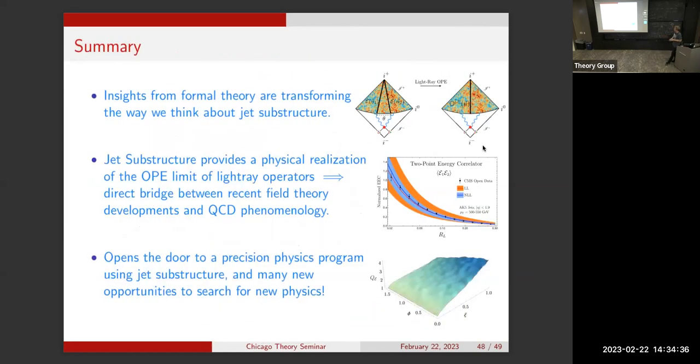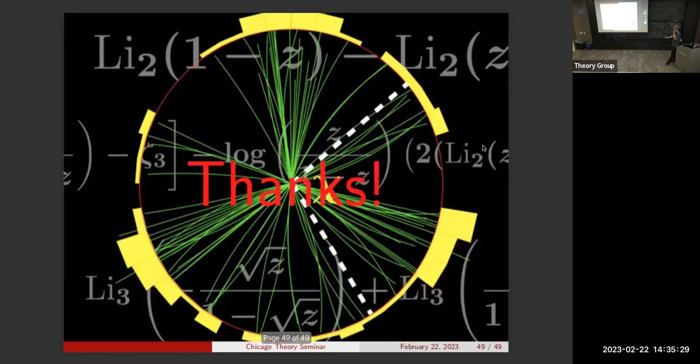I'm running out of time, but just to summarize, hopefully I convinced you that some of these very nice insights from formal theory have given us a bunch of tools which allow us to think about what should be measured in jet substructure in a different way, and also they're very computationally useful to do calculations that we could not do before. One of the reasons for that is that jet substructure provides a physical realization of this operator product expansion limit of light ray operators. Because it's a universal feature, it's independent of all the complexities of the Hadron Collider environment. And so you can port over many of the techniques from studies in CFT to actual real world collider physics. Hopefully this will allow nice ways to understand the QGP or to search for new physics, et cetera. And so thank you.